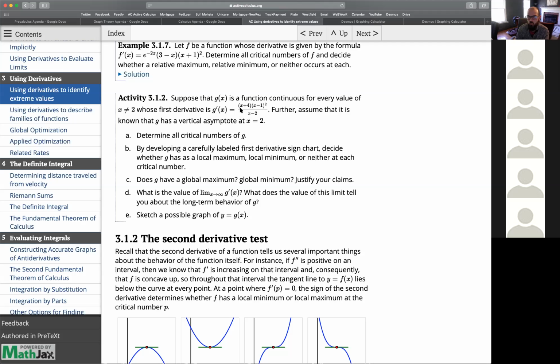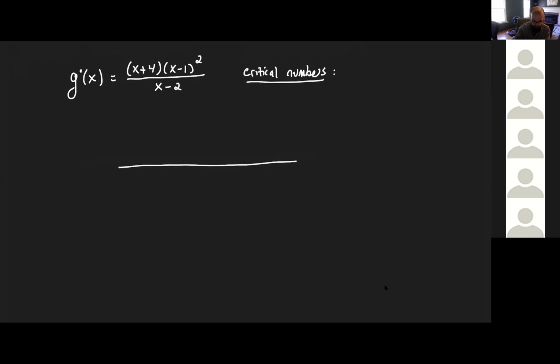And so what we're going to think about is, we have the points where it's 0 or undefined, right? So you're not only looking for zeros, you're also looking for where it's undefined. Okay, let's go to part B. I have a sign chart up here on the blackboard. We're going to look at G prime, and we said we had these values, -4, 1, and 2.